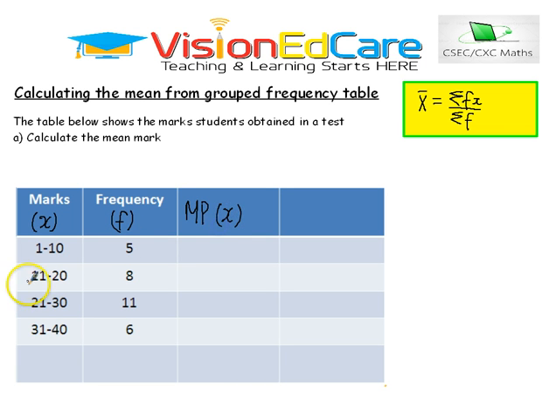So the middle number between 1 and 10 there would be 5.5. And if you're not sure how that is done, what you do to find the midpoint or the average, you add 1 plus 10 and you get 11. And then you divide it by 2. And that's how you get 5.5. And you repeat the procedure for all the intervals there.